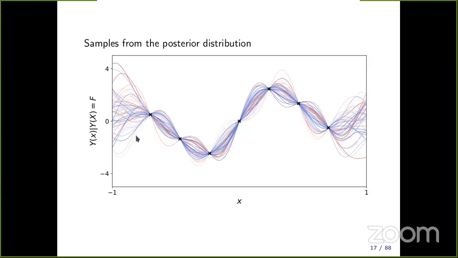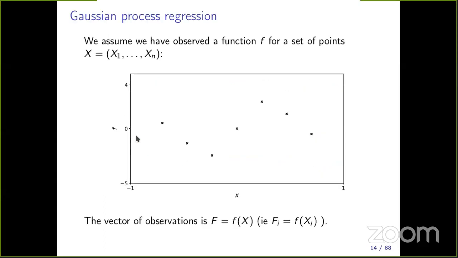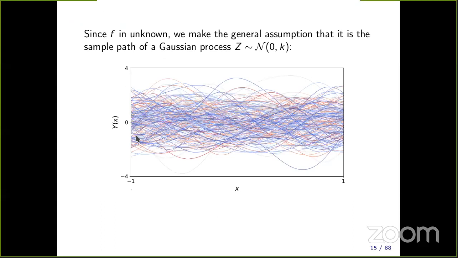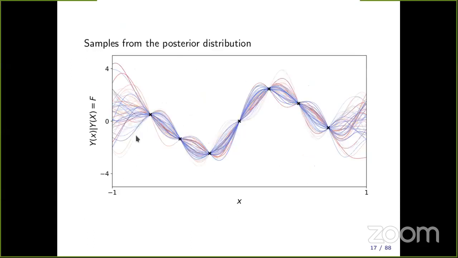Another way to look at it that I like a lot is if we look at these samples from the Gaussian process, and if we look at the data, one way to combine these two pieces of information is to, in all these samples, get rid of all the ones that do not go exactly through the observation points that we have. And if we do this, we will end up with exactly this type of posterior samples.